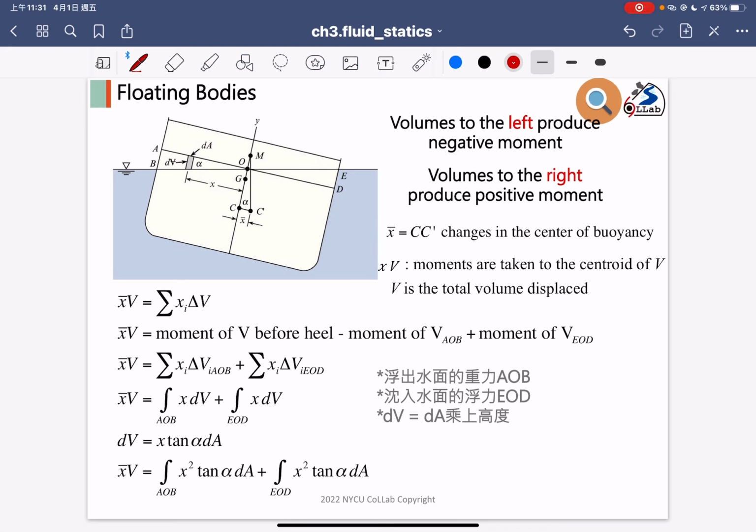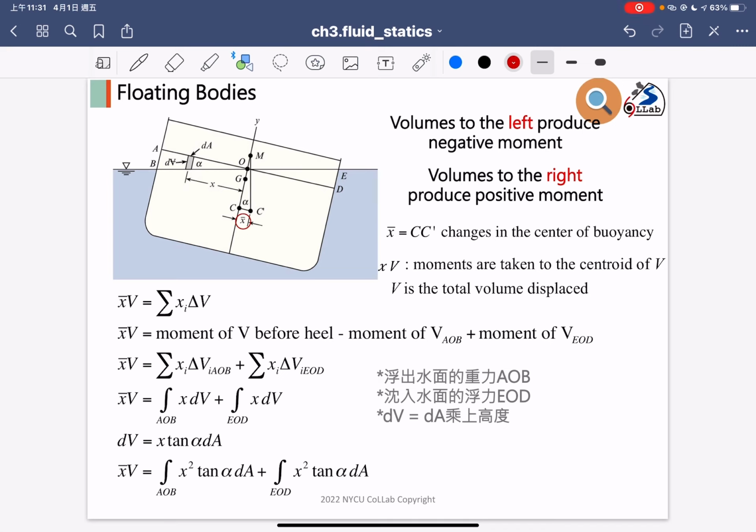So the first equation showing here is still based on the moment balance. The left hand side is the total moment. What is the total moment? Because we have the x bar. X bar is the distance between the C and the C prime. And the V is the total volume.